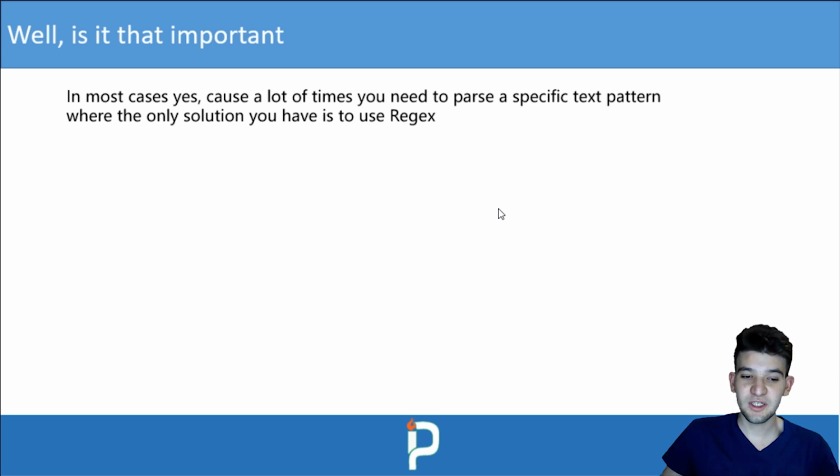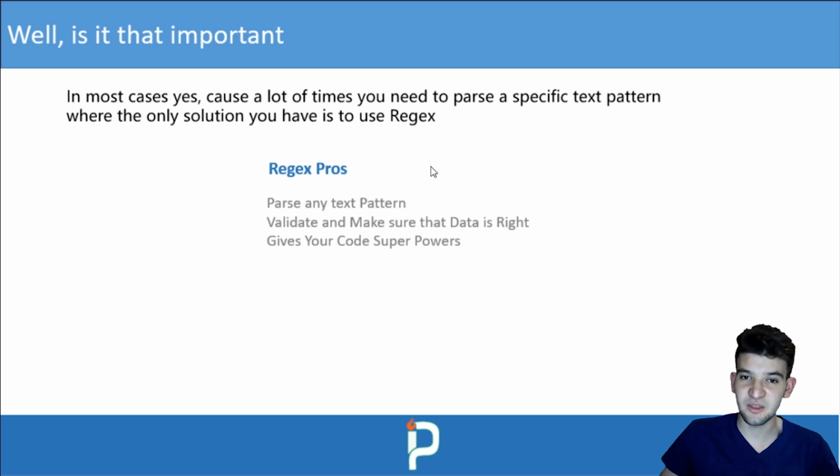In most cases, yes, because a lot of times you need to parse a specific text pattern, especially a complicated one, so you definitely need to use Regex. Let me also talk about the Regex pros and cons. For parsing, you can parse any text pattern, whether it's simple, complicated, a very large data set, or full of special characters. You can do it with Regex, but it can get very complicated depending on the text or pattern you want to parse and validate, so make sure you know what you're actually doing.